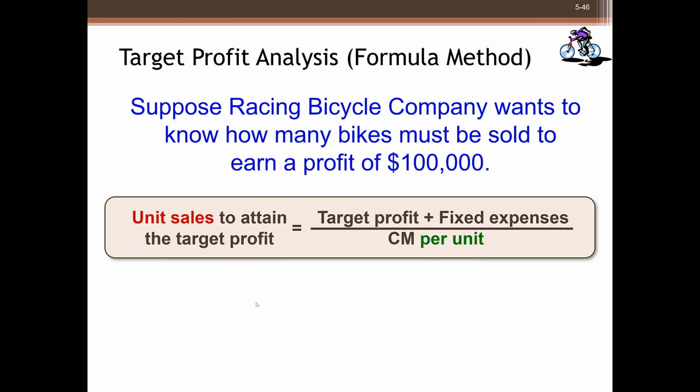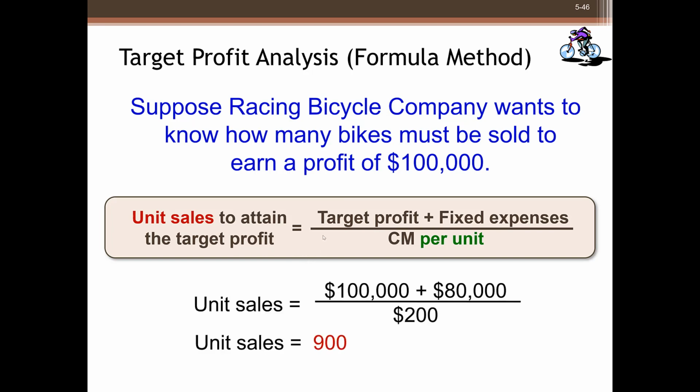Or we can use the formula method to solve Q. If we use the formula, then that's very straightforward, because unit sales is on the left-hand side. So unit sales should be equal to target profit 100,000 plus fixed expenses 80,000 divided by unit contribution margin $200, and you can get 900. So 900 bikes should be sold to earn a profit of $100,000.